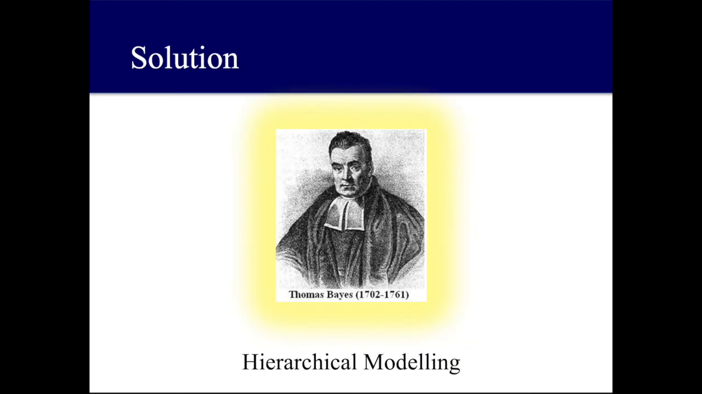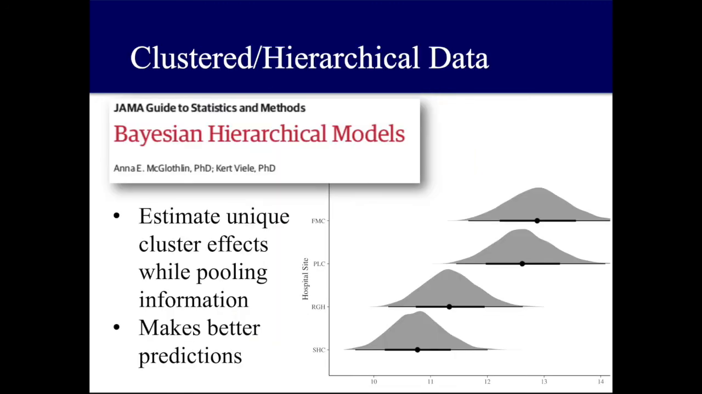In Bayesian analysis, hierarchical modeling is the default, where you account for clusters within the data seamlessly. Here's a good review article discussing the benefits and the ease of Bayesian hierarchical models, where you can estimate the unique cluster effects while sharing information across the clusters in order to make better predictions. If you would like to see a visualization of why hierarchical models are superior in terms of estimates, you can scan this QR code.